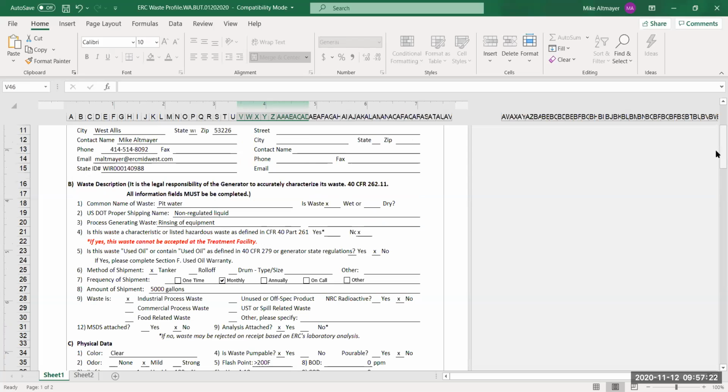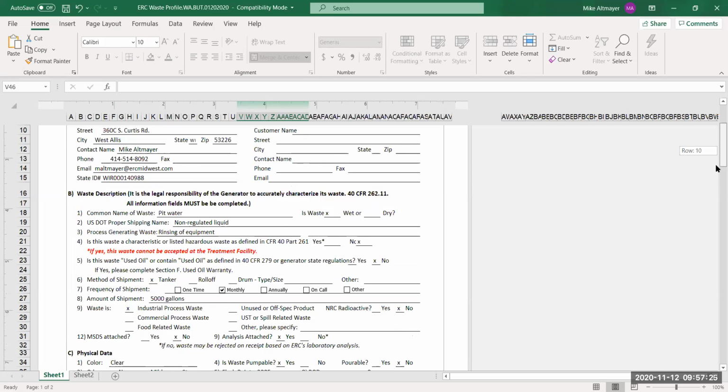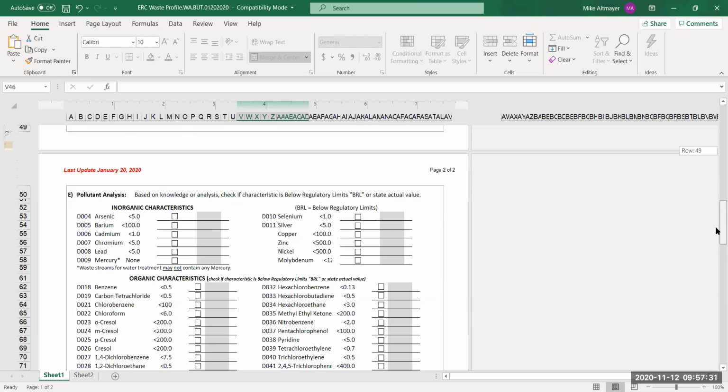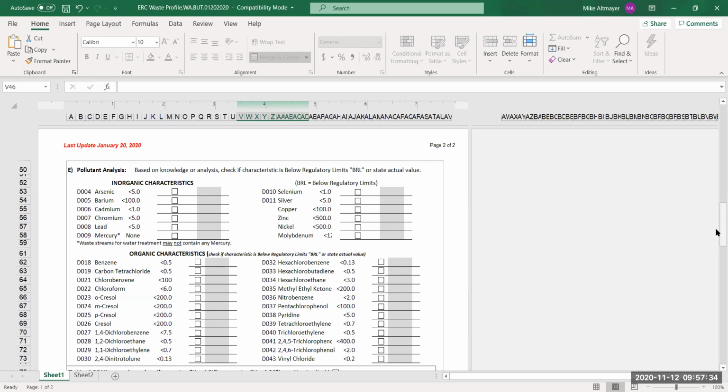Okay, so now that we've got page 1 completed, we go down to page 2. And what this is asking in section E is, do you have any of these constituents, inorganic or organic, that are over the regulated limit? So what you see here is the waste code for arsenic, barium, cadmium, and all these other constituents, and the actual limit, these are TCLP limits for acceptance into our plants. So you have to check each box to confirm that all these are below regulatory limits.